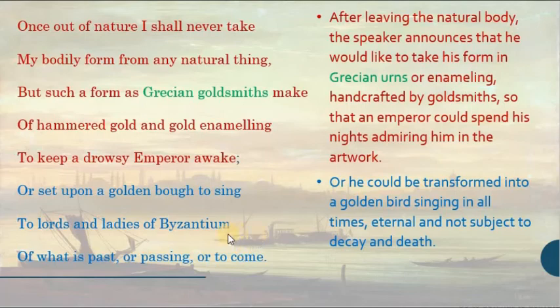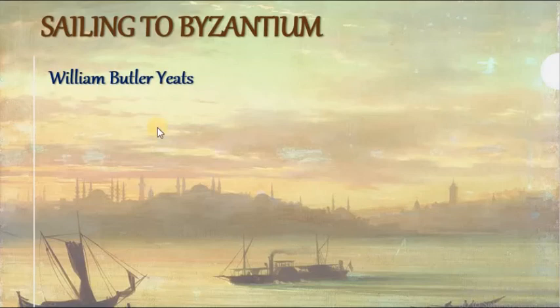You see, so here we have different themes. We have the theme of old age versus young age. We have also the idea of nature versus art, which one enables man to be immortal. According to the poet, it is the artificial, the artistic one. So this is in brief the explanation of the poem.